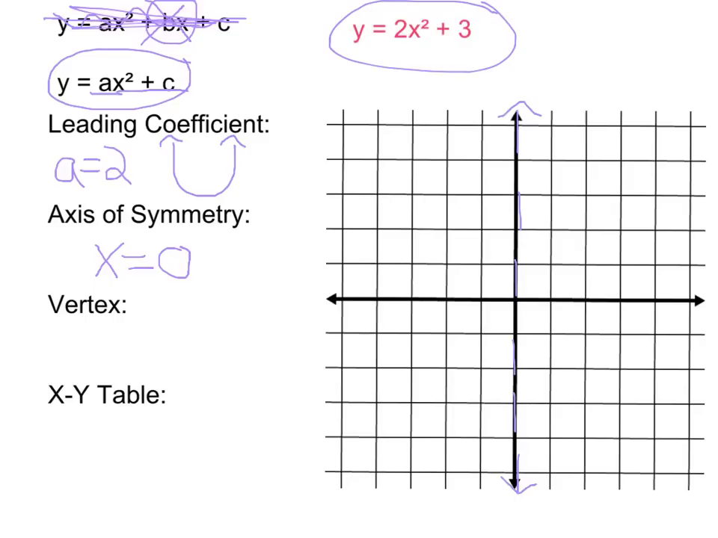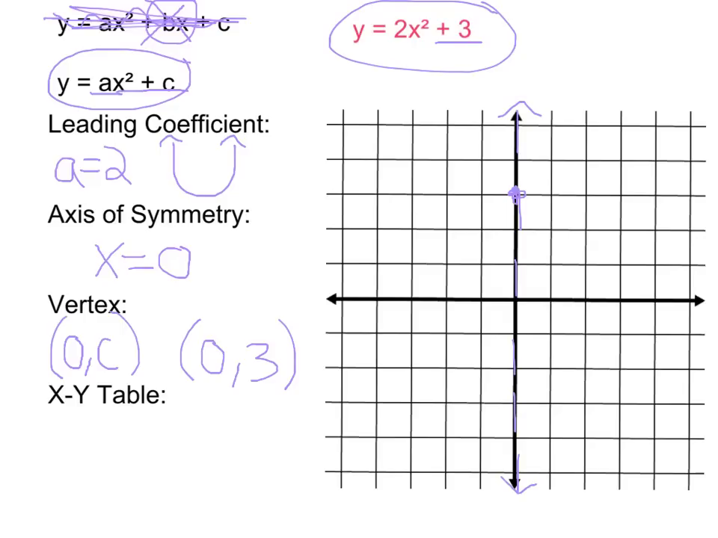Now the vertex on the last one was right at the origin, 0, 0. In this case, when you add a number to the end, that will change your vertex. Your vertex when you have a binomial is always 0 and then whatever the value of c is. So in this case, c is 3. So our vertex is going to be at 0, 3. 0, 1, 2, 3. So there's my middle point, my vertex of my parabola.